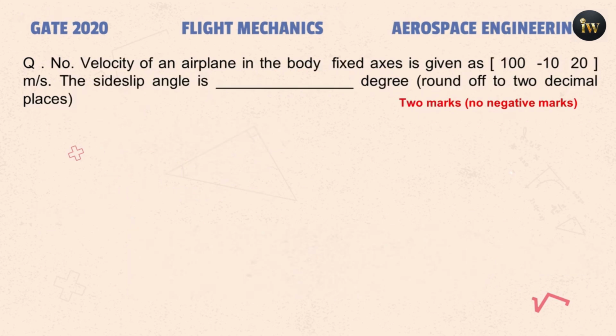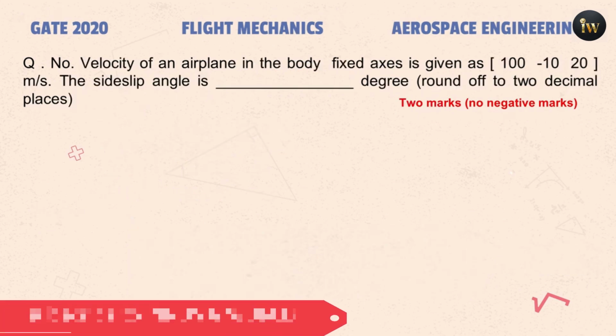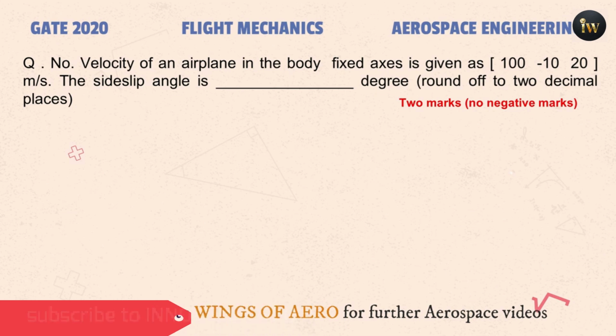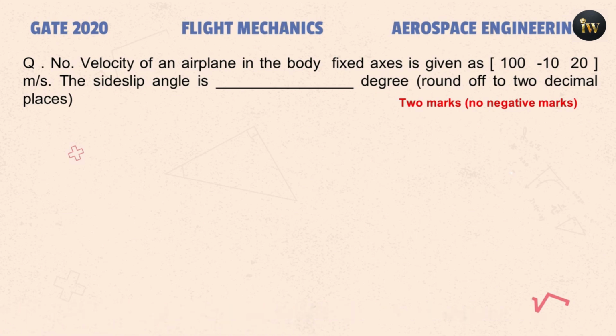The velocity of an airplane in a body-fixed axis is given as 100, minus 10, 20 meters per second. The sideslip angle needs to be found in degrees, rounded off to 2 decimal places. This question carries 2 marks and no negative marks.